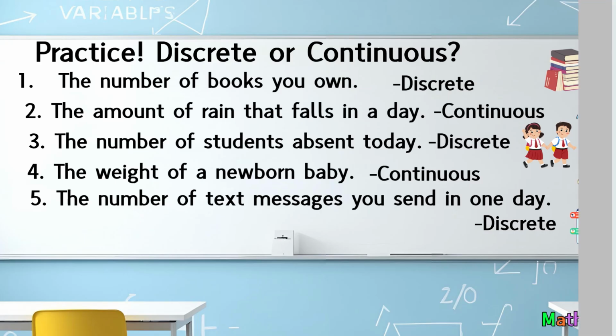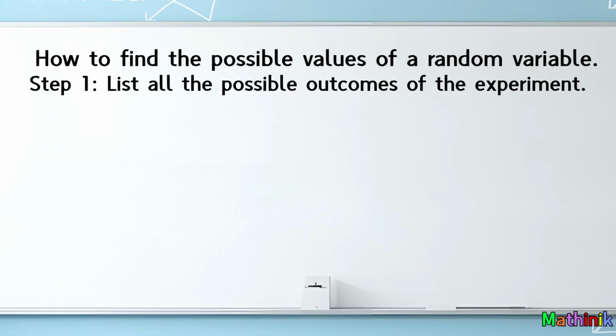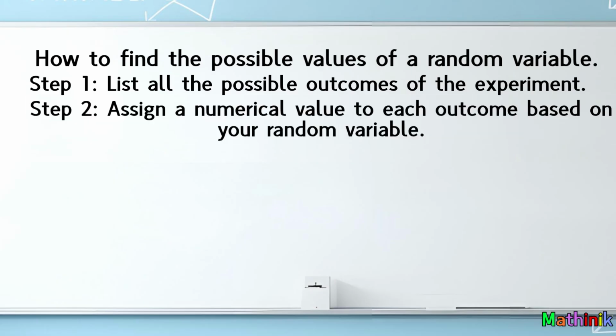Great job so far. Next, let's discuss how to find the possible values of a random variable. Here's the process. Step 1, list all the possible outcomes of the experiment. Step 2, assign a numerical value to each outcome based on your random variable.